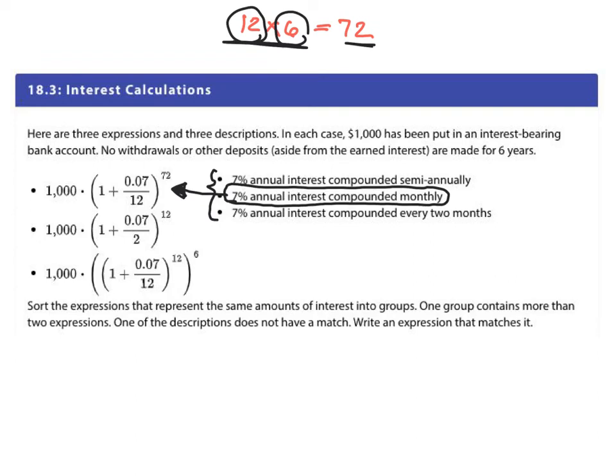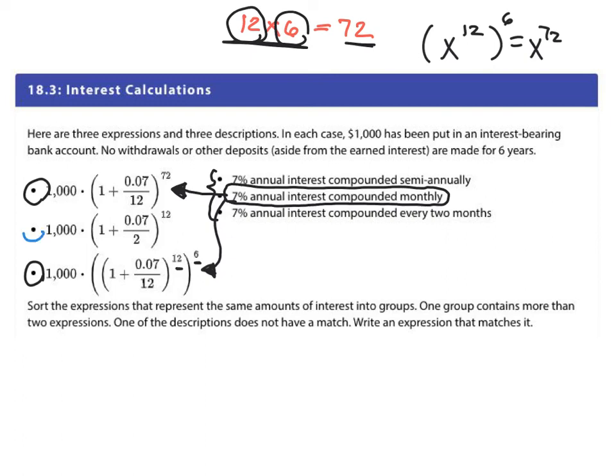If we also look at that one, I have compounded monthly for 6 years. And if you remember, a power to a power, if I have x raised to the 12th power raised to the 6th power, it's the same as x raised to the 72nd power. So the first and the third expression all go to that 7% annual interest compounded monthly.